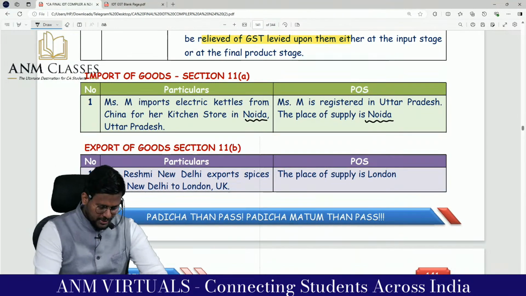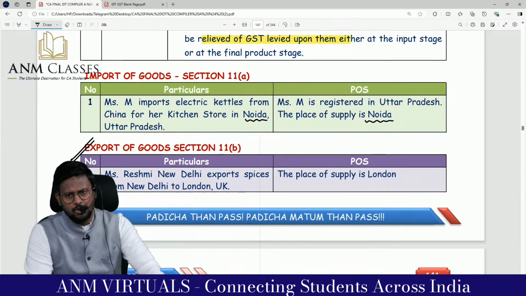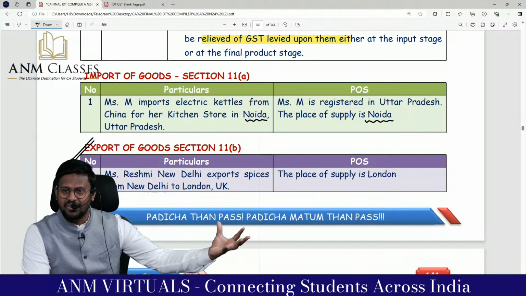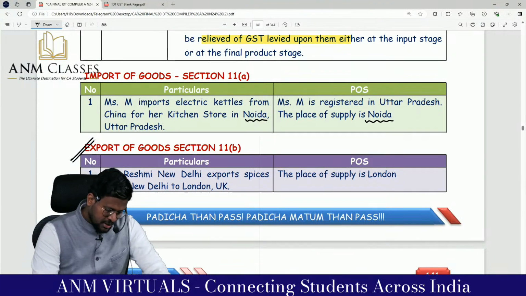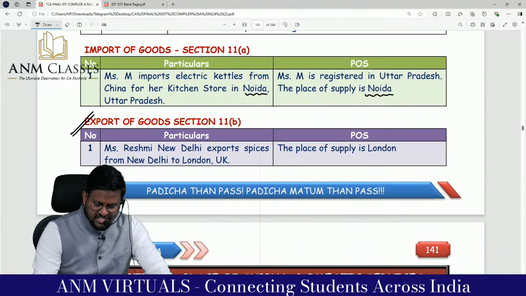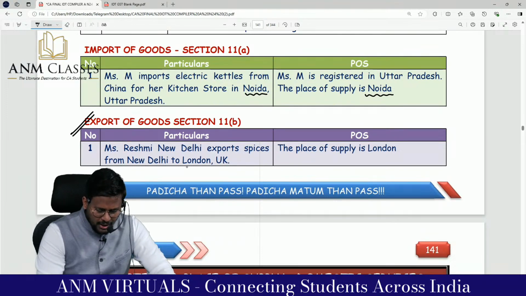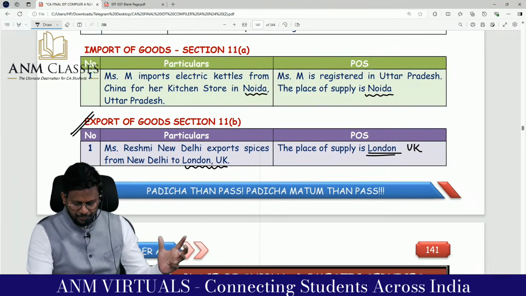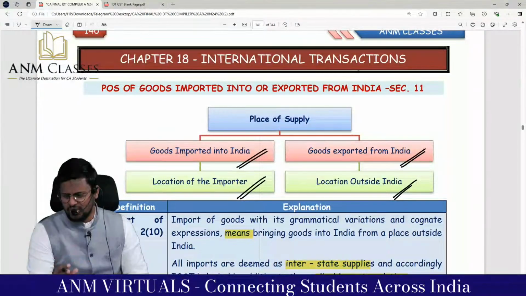Comfortable? With regard to export of goods, my dear lovable students, the place of supply is a place outside India. So Miss Rashmi in New Delhi exports spices from New Delhi to London, UK. The place of supply is London, UK. That's it with regard to section 11.